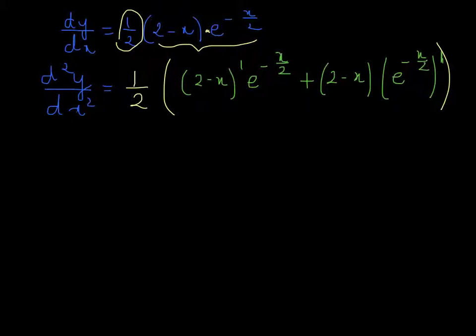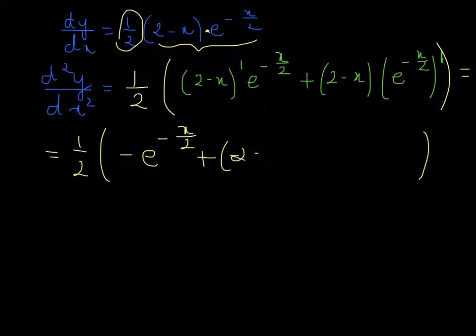Which is going to give us 1 over 2, and now what do I have in brackets? The derivative of 2 minus x is minus e to the power of minus x over 2, plus 2 minus x times e to the power of minus x over 2 times minus 1 over 2, the derivative of minus x over 2. Now I need to rearrange it.